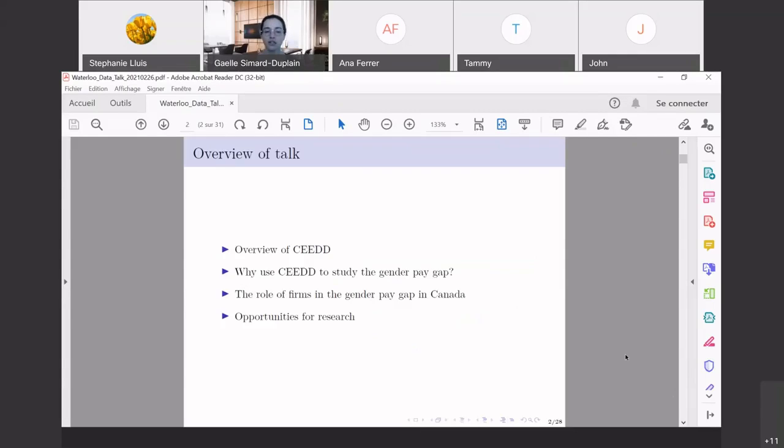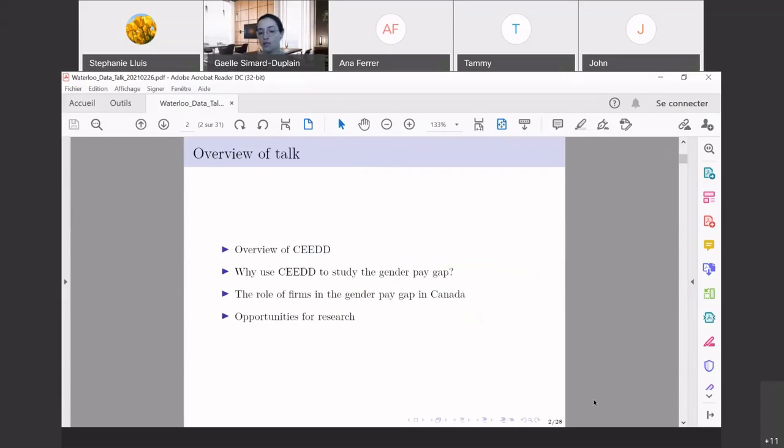So I'll provide just a brief overview of what SEED is, how it's structured, what it looks like, and then I'll talk a little bit about why SEED is an interesting data set to use to understand the gender pay gap, and then I'll go into specifically the work that we did looking at the role of firms in the gender pay gap in Canada. And I'll touch briefly at the end on opportunities for research.